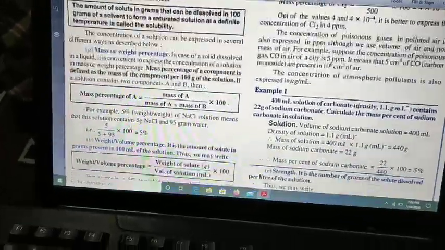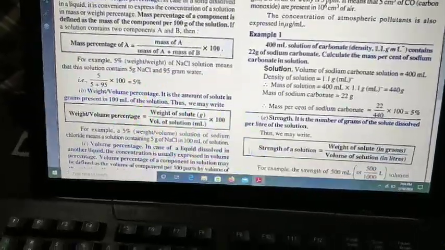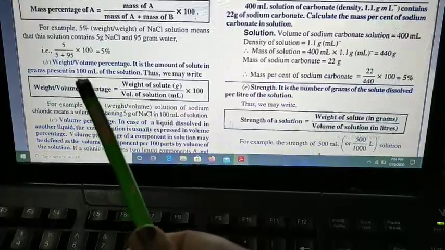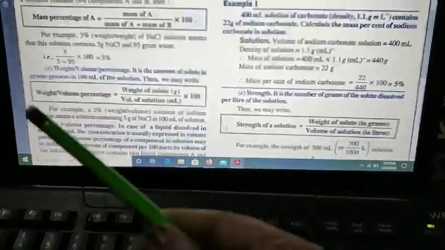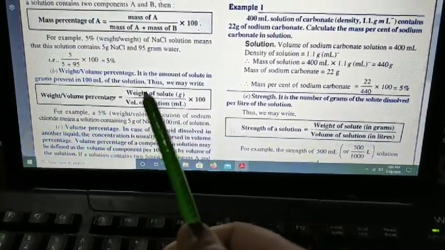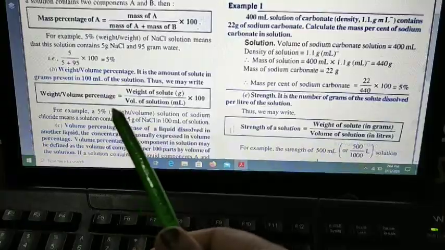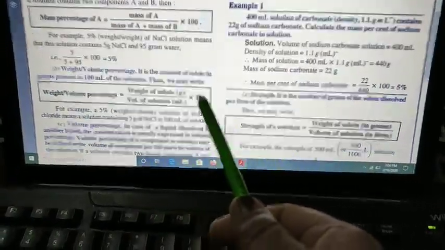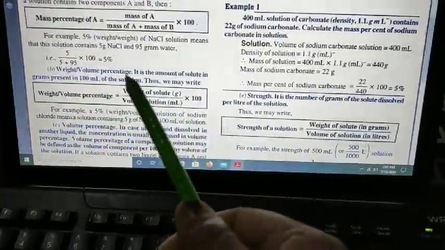Next we have weight volume percentage. Weight volume percentage is the amount of solute in grams present in 100 ml of the solution. That was the weight, 100 gram, and this is the volume. So we can also write weight by volume percentage as weight of solute in gram by volume of solution in ml into 100.